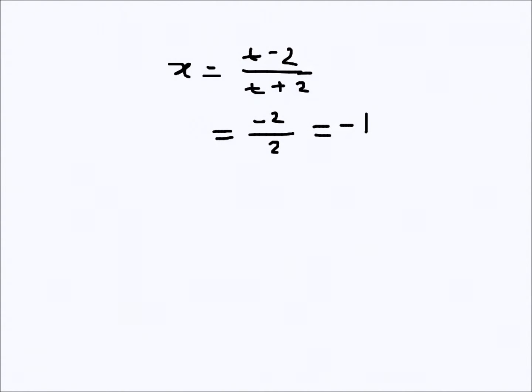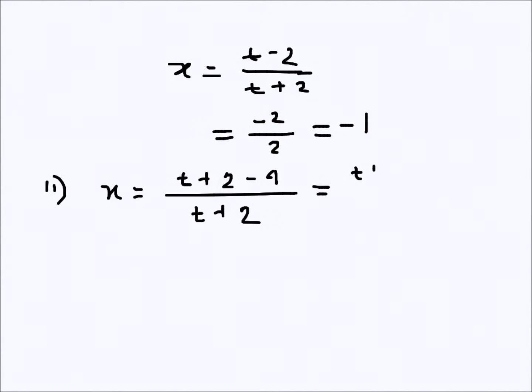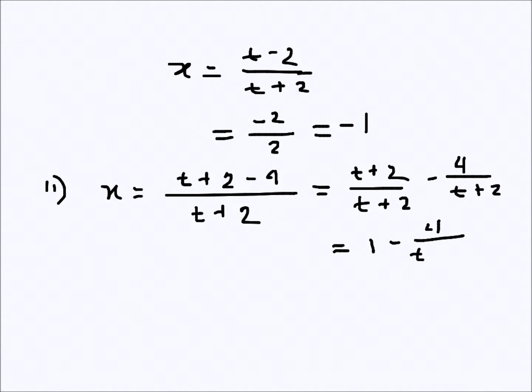Now we have to show the second one, so let's just rewrite this. t minus 2 we can write in the numerator as t plus 2 minus 4, because 2 minus 4 is minus 2, so I have just rewritten. So this becomes like that, minus 4 over t plus 2. So this is 1 minus 4 over t plus 2. So this one is shown, it's proved.